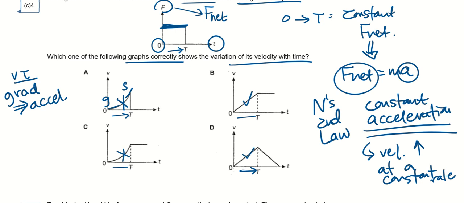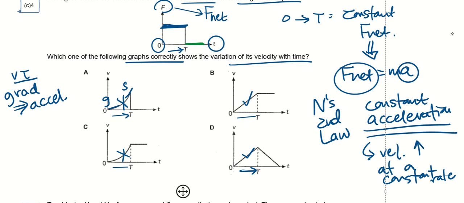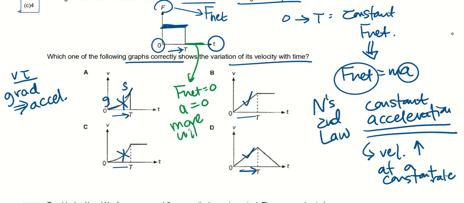Okay, but after that we see that for the next part, after T, F net equals 0. When F net equals 0, it also means that acceleration is 0, but because the object was already moving, it will then move with constant velocity, which means the answer is B, where we have constant velocity.